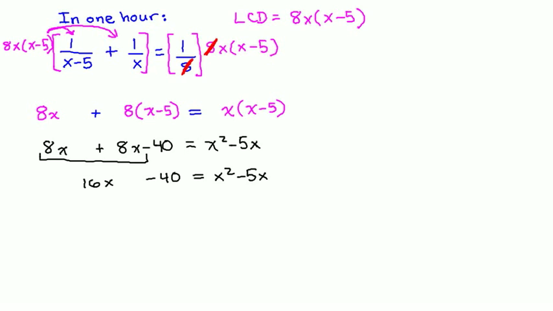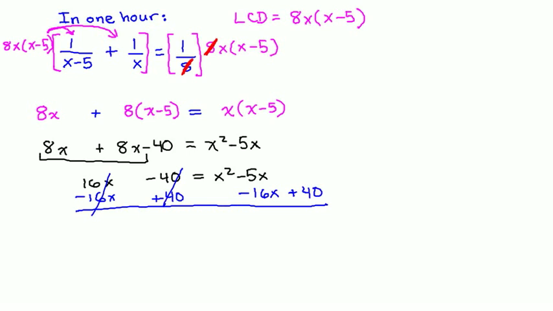Because it looks like I have a quadratic equation here, I'm going to want to get all terms on the same side. So I will subtract 16x from both sides, and I will add 40 to both sides. I'm choosing to move these terms over to the right rather than the left because that will give me a positive leading coefficient. So my equation is now 0 equals x squared minus 21x plus 40.